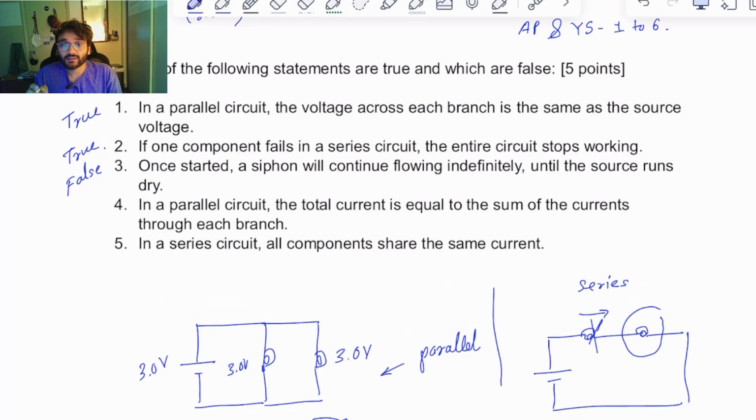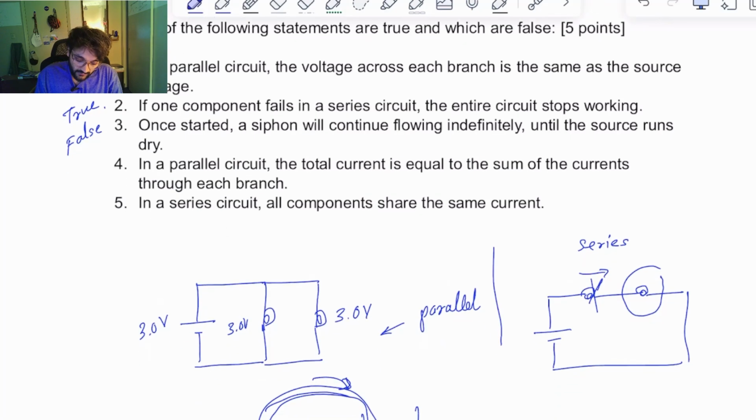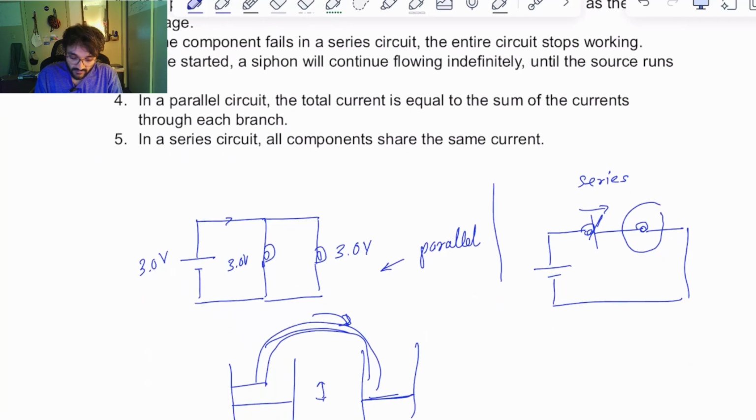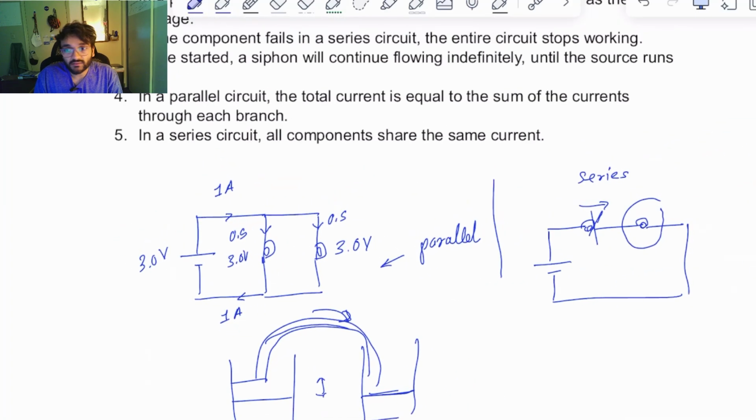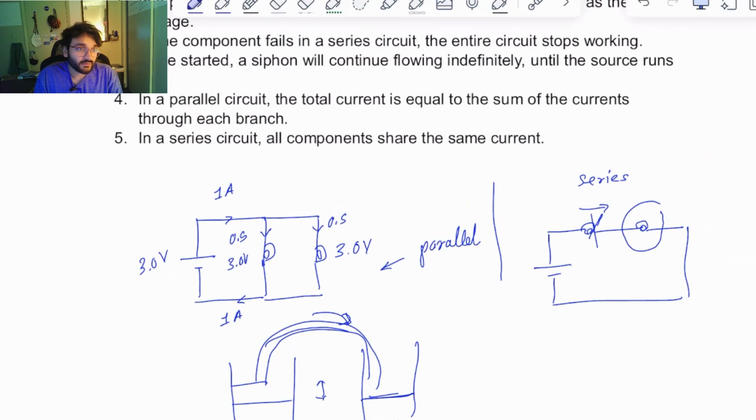Statement 4 is, in a parallel circuit, the total current is equal to the sum of the currents through each branch, which is true. Let's say this is the parallel circuit, right? So if you have 1 ampere coming in, half of it will go here, half will go here, and then it will recombine to give 1 ampere on this side. That's kind of the definition of a parallel circuit. In a parallel circuit, you've got two branches, and it's like traffic flow. It's like flow of water in pipes.